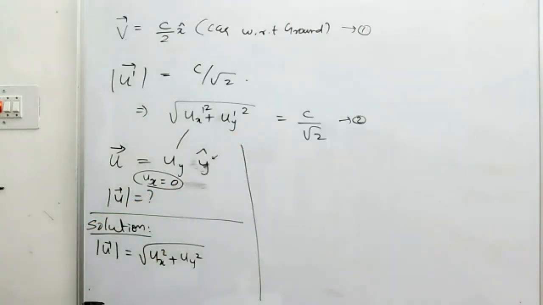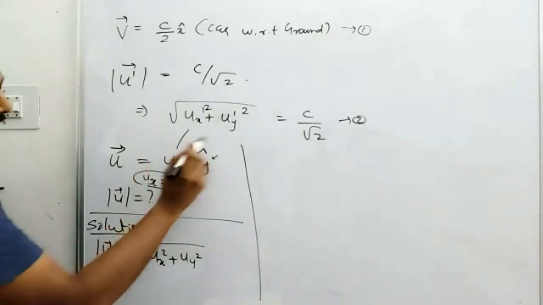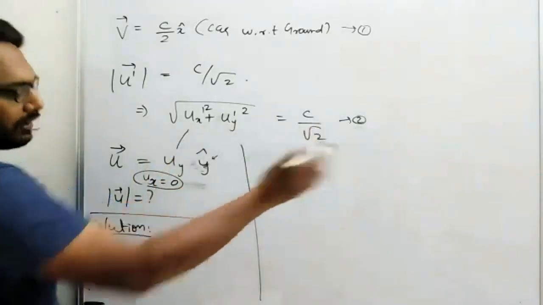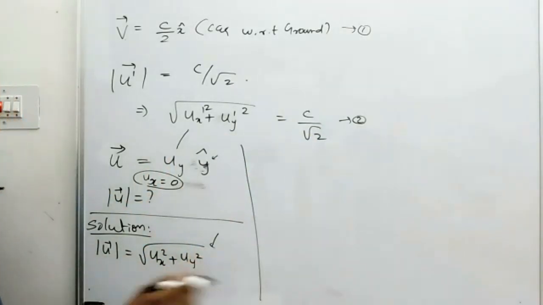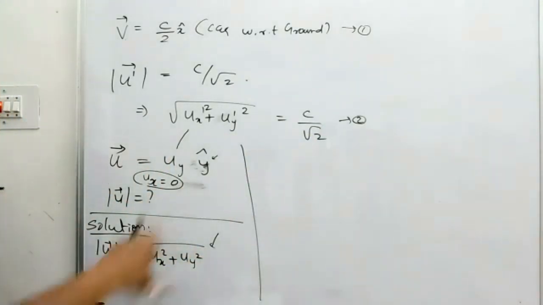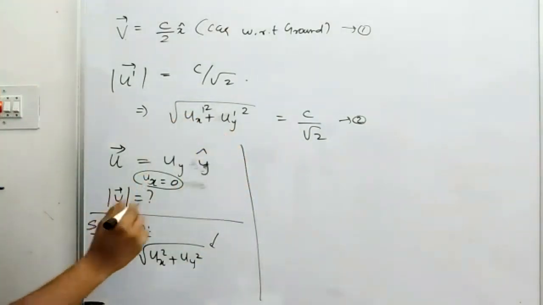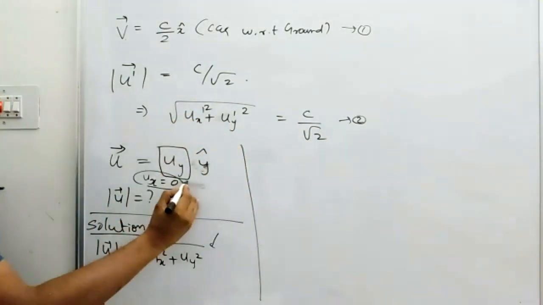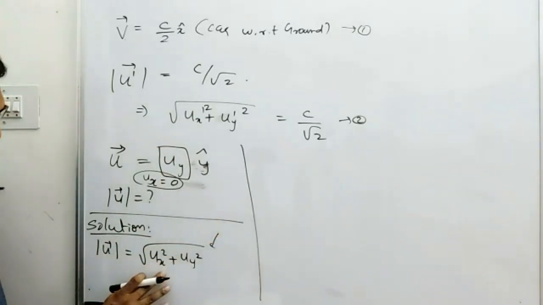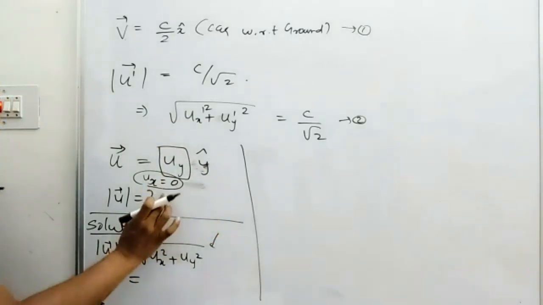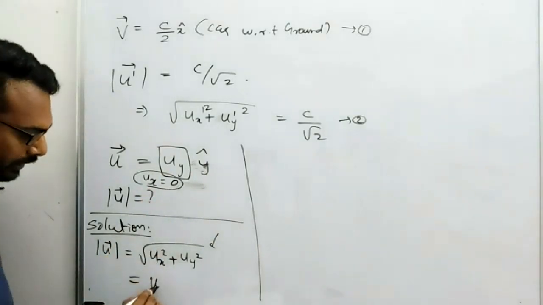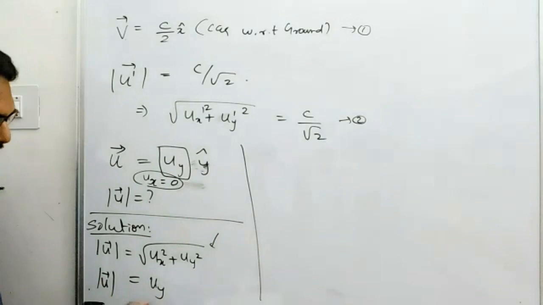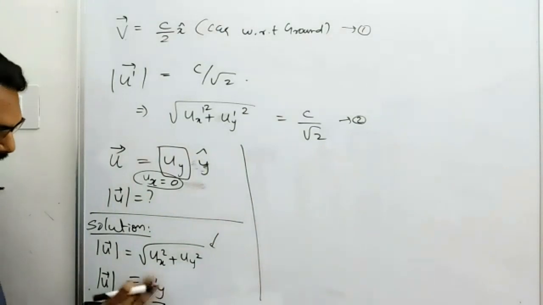But we need to find uy. If you substitute it in here, equate it to this, you can find uy, and then you can substitute it back here and you'll get the modulus of the u vector. Am I right? See, remember that uy is not known. Ux is known. That's equal to 0. So this is equal to simply uy. Modulus of u vector is simply uy. Is this clear?